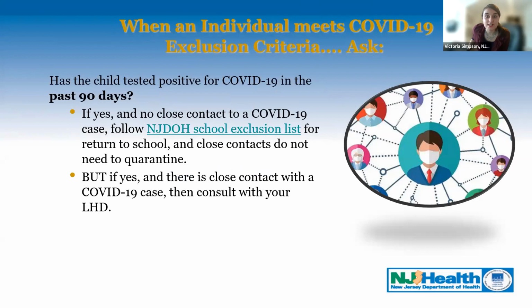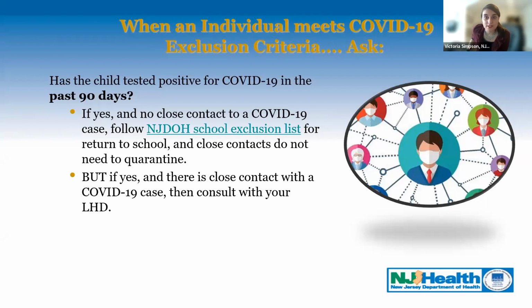Additionally, our last question here is, if the child who meets COVID-19 exclusion criteria, we want to know if they've been tested positive for COVID-19 in the past 90 days. So if they have tested positive for COVID-19 in the past 90 days, and that child has not had close contact with a COVID-19 case in the last 5 days, then that symptomatic individual can follow the New Jersey Department of Health non-COVID exclusion list, and their close contacts do not need to quarantine.